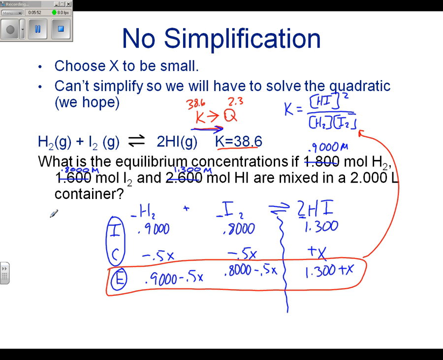All right. So let's try and do that maybe over here. Didn't leave myself a whole lot of room. All right. HI is 1.300 plus x, squared, over 0.900 minus 0.5x. That's my H2. And then I2 is going to be 0.8000 minus 0.5x. And that is going to equal K, which is 38.6.